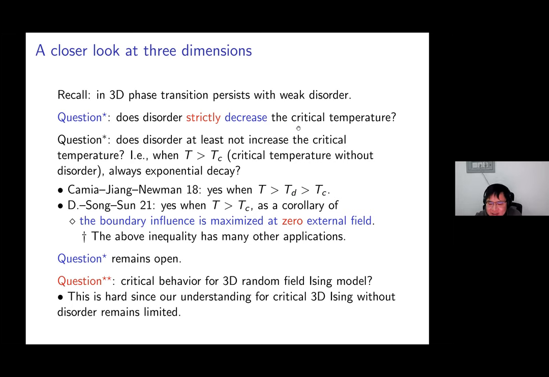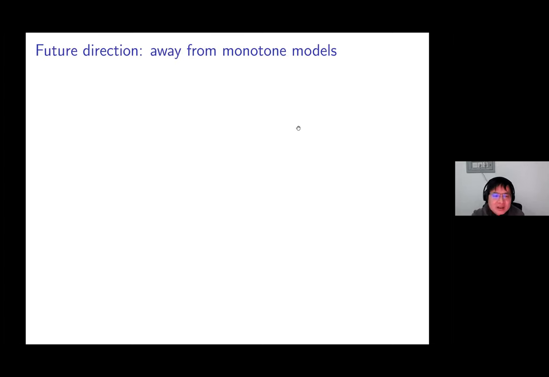Even at criticality, even to show the magnetization goes to zero, it's a very recent result, proved by Michael Dominic Copain and I forgot whether it's Vincent Tassion or Vladas. Sorry about that. I think it's Vladas for this one, but Michael can correct me if I remember wrong.